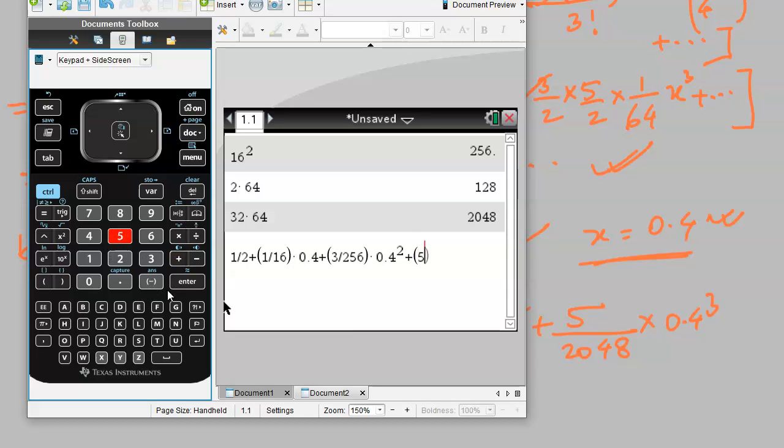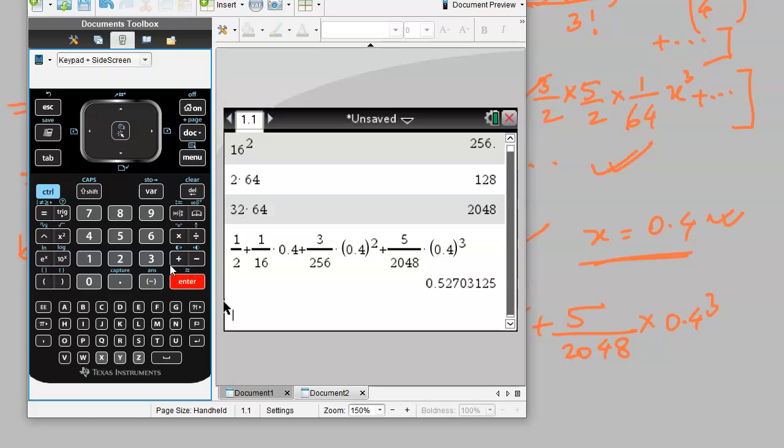5 over 2048 times 0.4 to the power of 3. Okay. So what is the answer? It is 0.5270 3 1 2 5. Okay, 0.5270, let me write first.